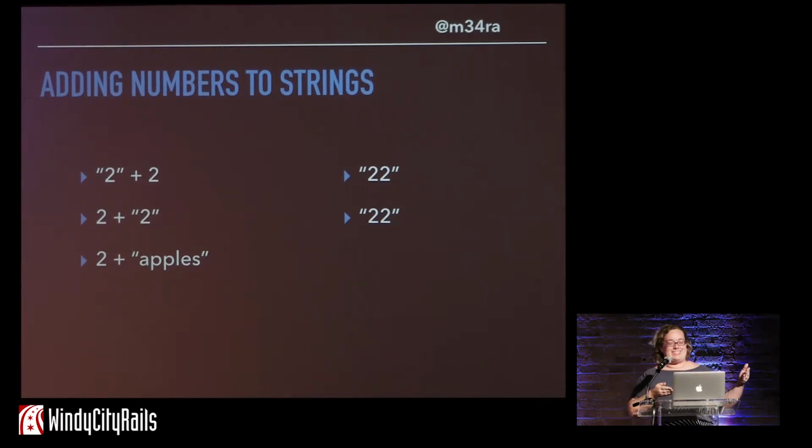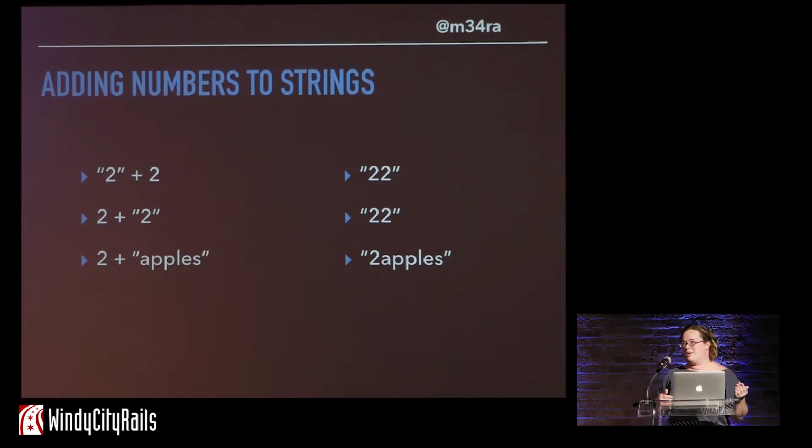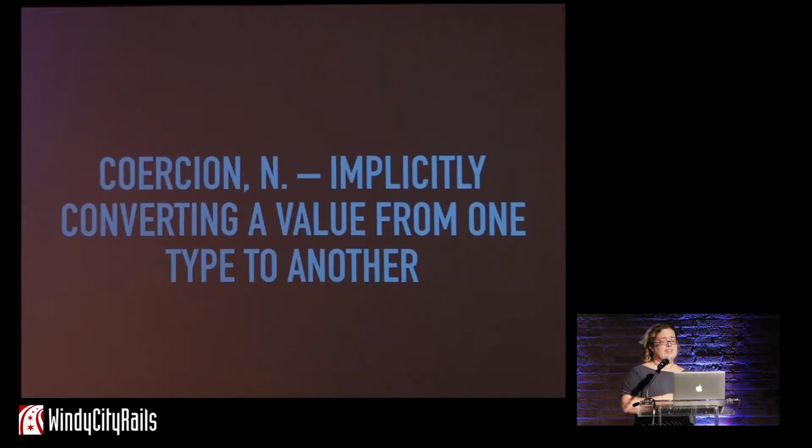As we can see, it doesn't actually matter what order we're going in. And how about 2 plus apples? 2 apples. So this is interesting. Even though we might expect that we're calling a method on a string in the first example, and a method on an integer in the second, we're still doing string addition. So the way that it's doing this is called coercion.